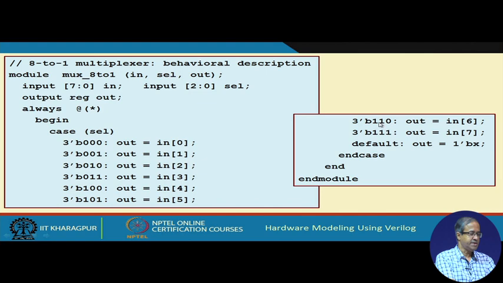Now, you see at the end we have given a default case which says that we are assigning some undefined value to out. Now, you may ask that, well, we have already defined all possible 8 combinations here in the case. So, why do you need to specify default?